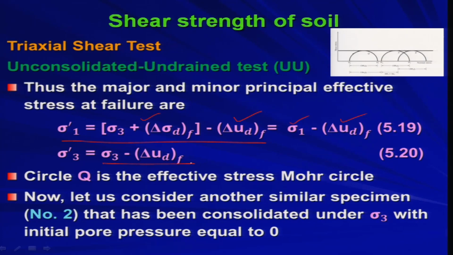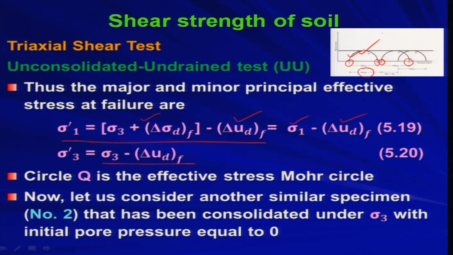So, circle Q is the effective stress Mohr circle. This is the circle representing the effective stress Mohr circle. Basically you had sigma 3 here, and sigma 3 minus delta UDF gives you sigma 3 prime, whereas this was your sigma 1, and sigma 1 minus delta UDF gives you sigma 1 prime. So this circle is your effective stress Mohr circle.